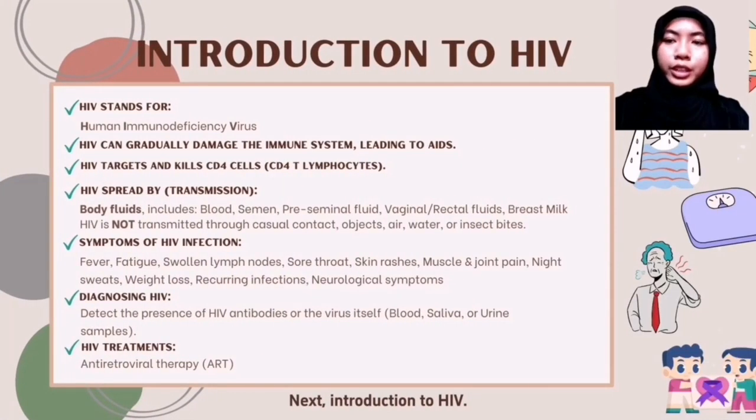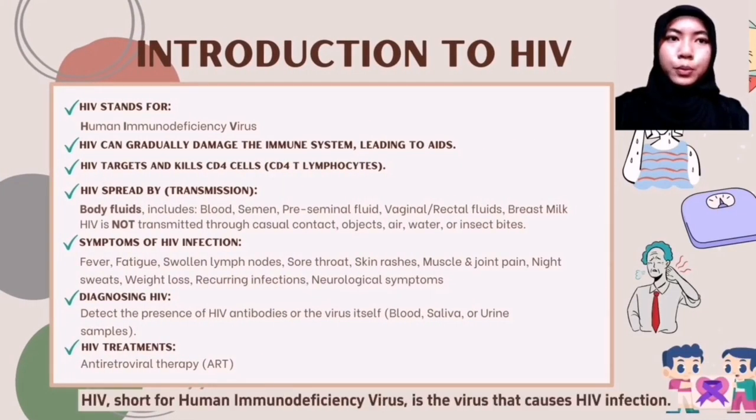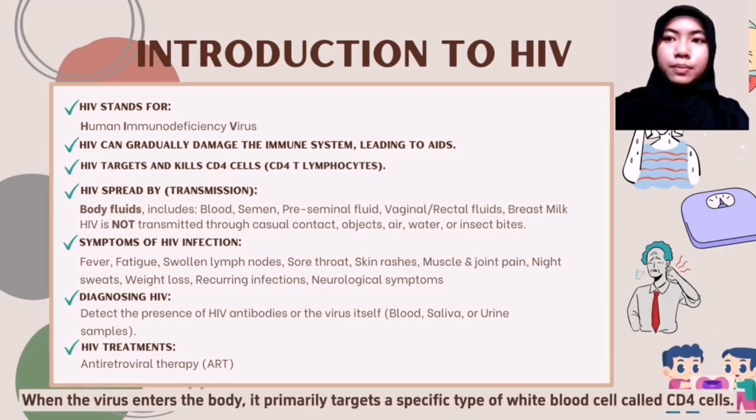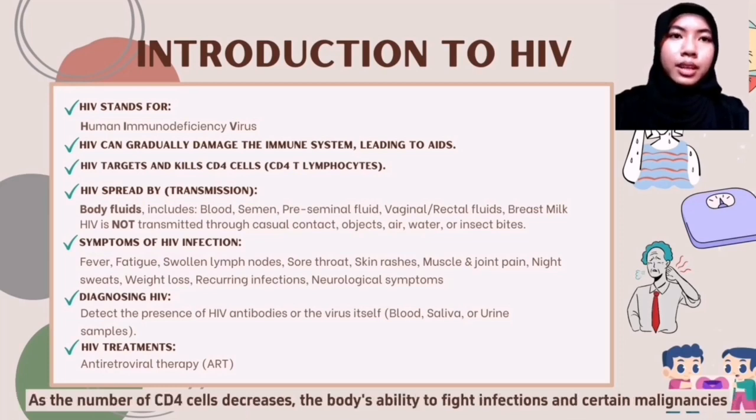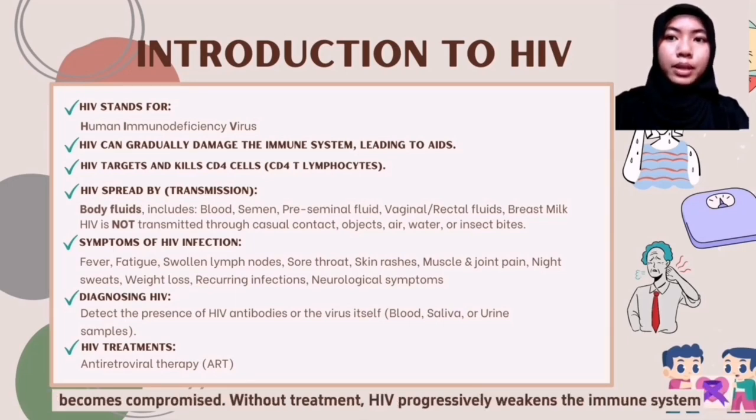Next, introduction to HIV. HIV, short for human immunodeficiency virus, is the virus that causes HIV infection. When the virus enters the body, it primarily targets a specific type of white blood cell called CD4 cells. HIV specifically targets and kills CD4 cells, which are crucial infection-fighting cells of the immune system. As the number of CD4 cells decreases, the body's ability to fight infections and certain malignancies becomes compromised.